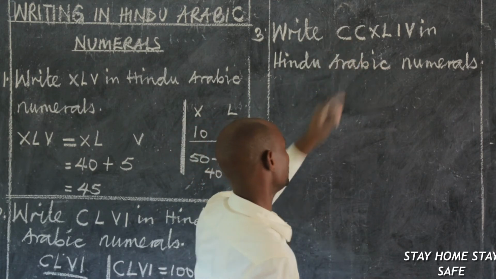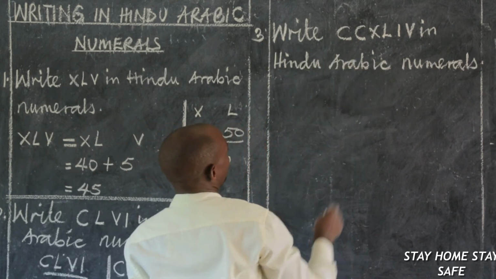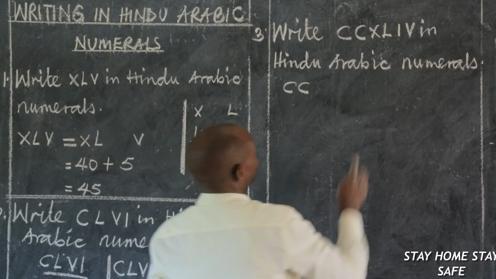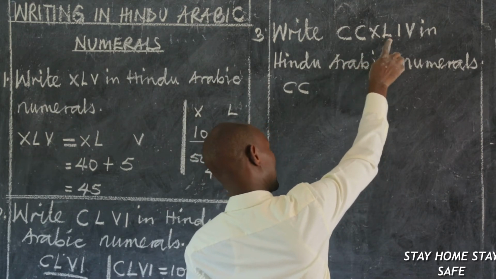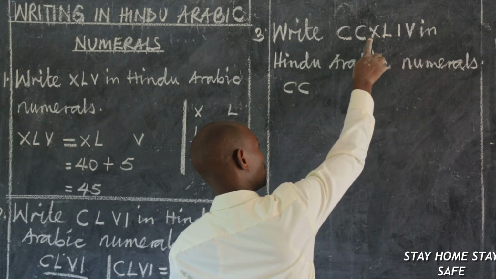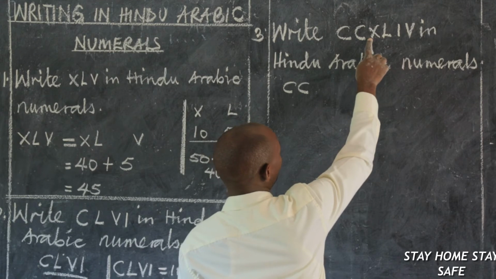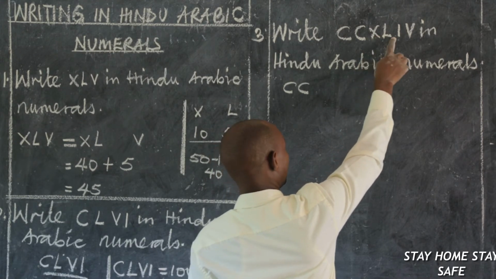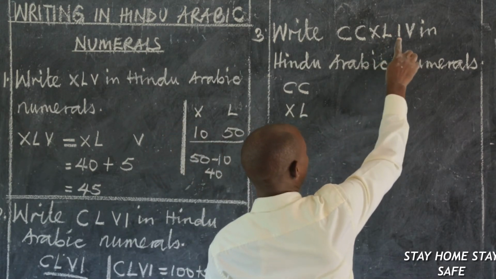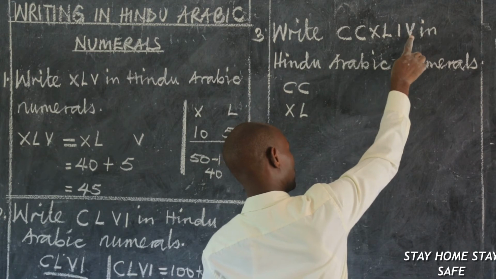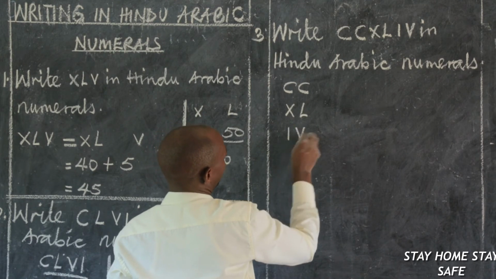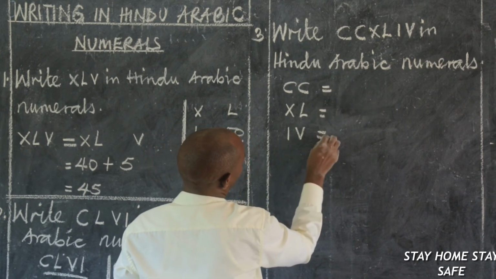CC, C and C, which one is bigger? They are all of the same value. So you can have CC. They are of the same value. So I go to X and L. X and L, which one is bigger? X is smaller than L. And the moment a smaller value is beginning, that one we don't separate. So XL will remain together. XL. This one is done. I and V. I is smaller than V, and when a smaller one begins, you don't separate. IV.